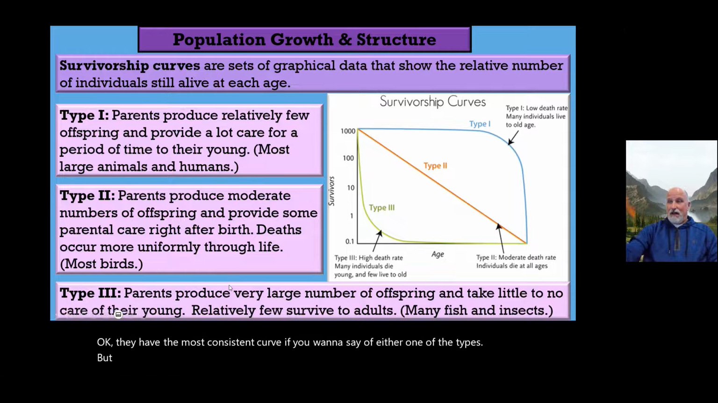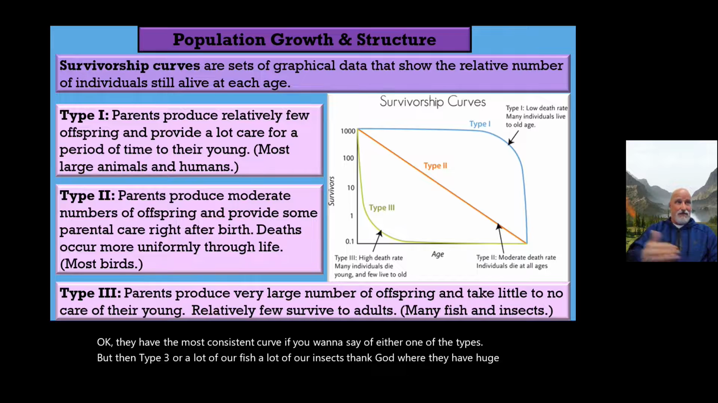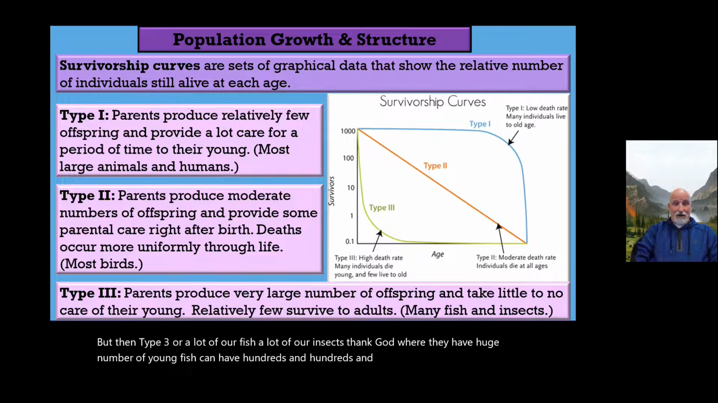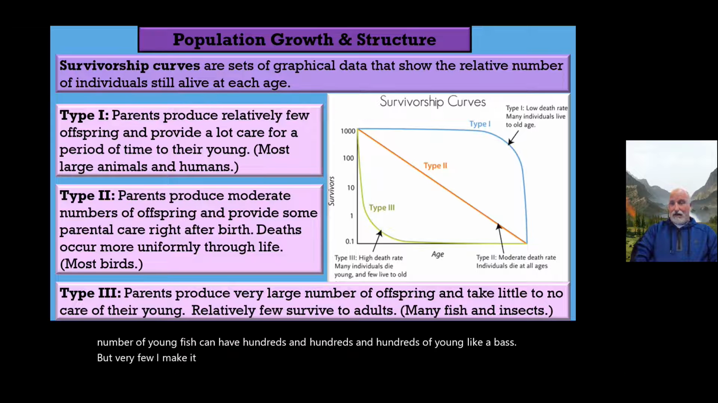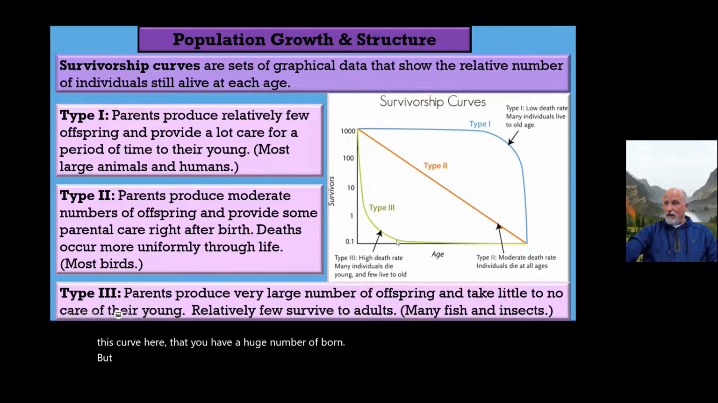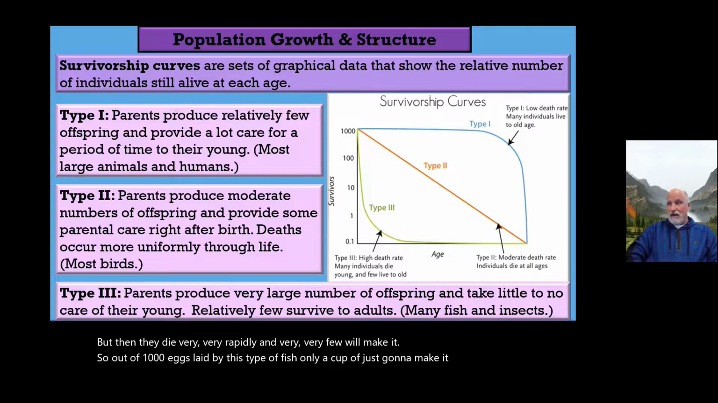But then type 3 are a lot of our fish, a lot of our insects, thank God, where they have a huge number of young. Like fish can have hundreds and hundreds and hundreds of young, like a bass, but very few of them make it to adulthood, okay, to reproducing individuals. So that's where you see this curve here, that you have a huge number of them born, but then they die off very, very rapidly, and very, very few will make it. Okay, so out of 1,000 eggs laid by this type of fish, only a couple of them are going to make it to be breeding adults.